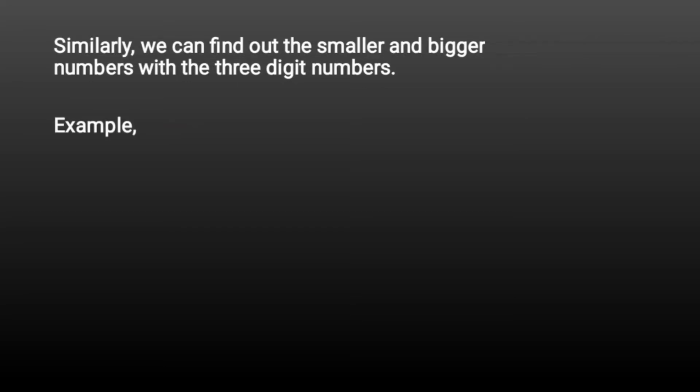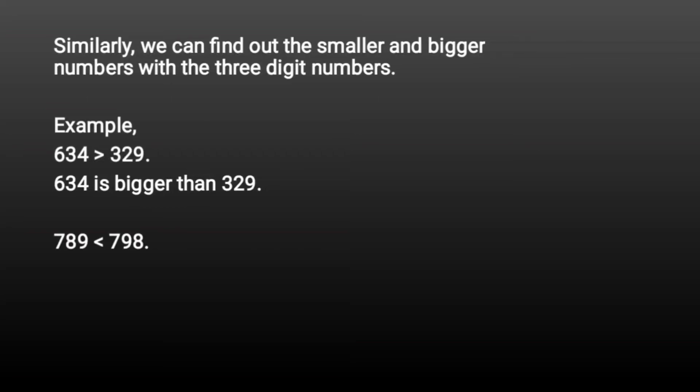Examples: 634 is bigger than 329, or we read it as 634 is bigger than 329. Another example is 789 is smaller than 798.